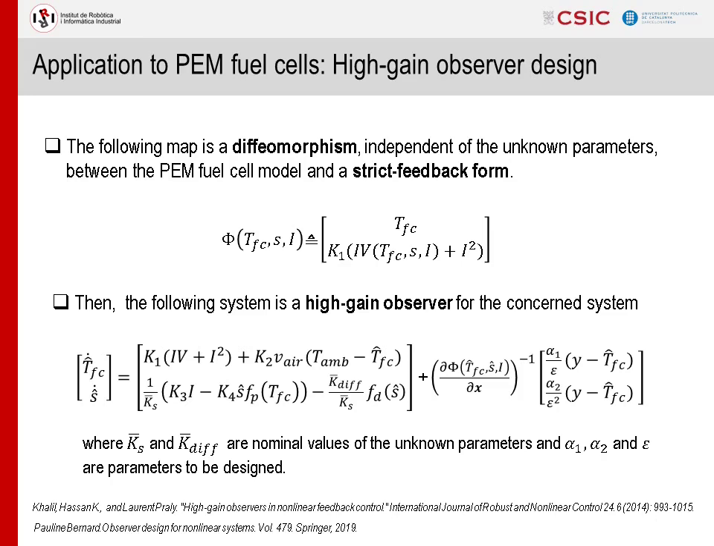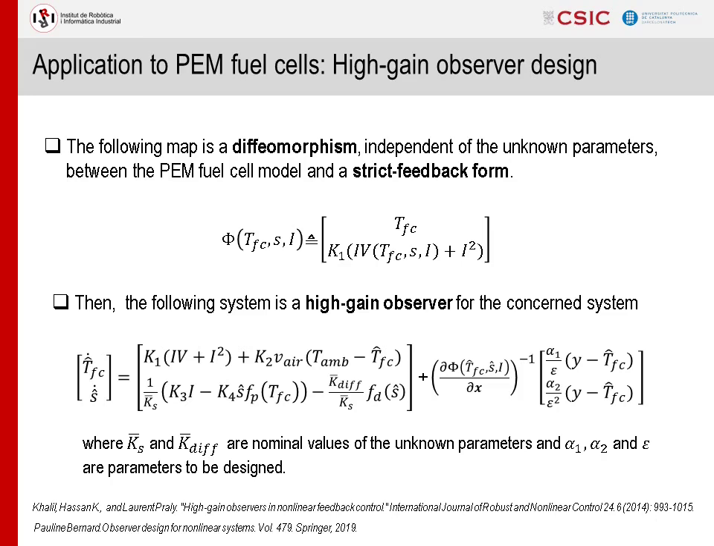The design parameters of the observer are bar ks, bar k diff, alpha 1, alpha 2 and epsilon. Bar ks and bar k diff are nominal values of the unknown parameters. These parameters can be used to introduce some prior knowledge of the parameters to the adaptive observer. Nevertheless, in the absence of prior knowledge, these nominal values can be fixed to 0. The tuning process of alpha 1, alpha 2 and epsilon can be summarized in the following theorem.